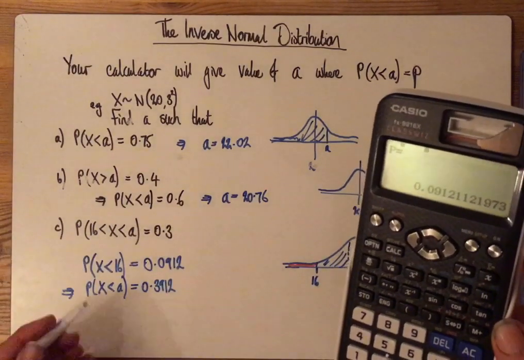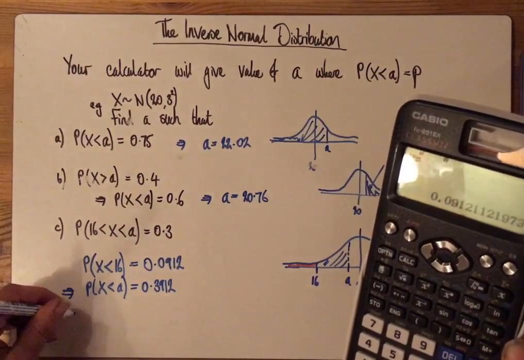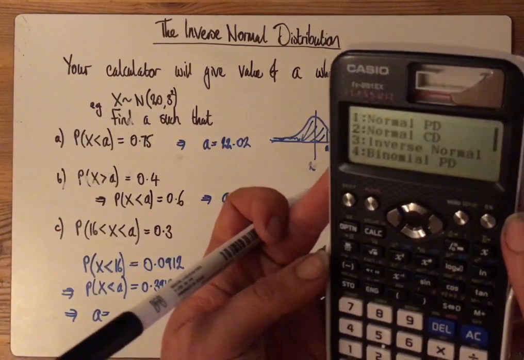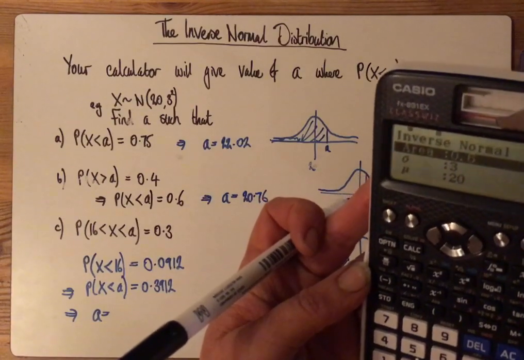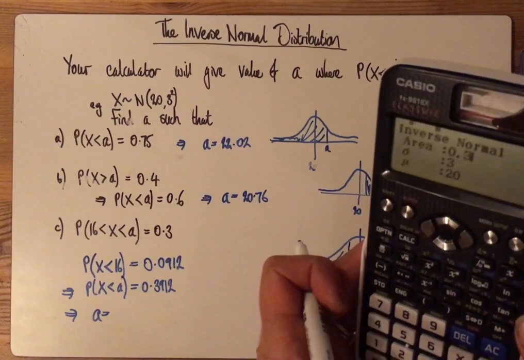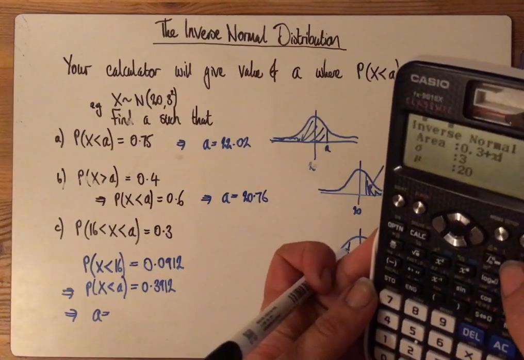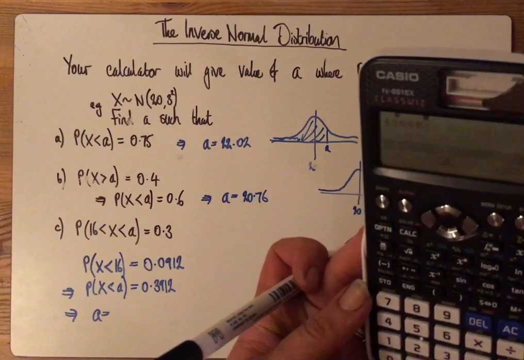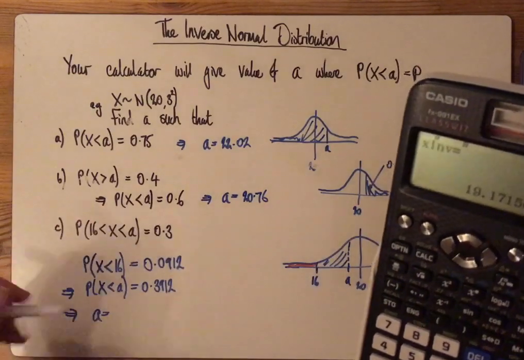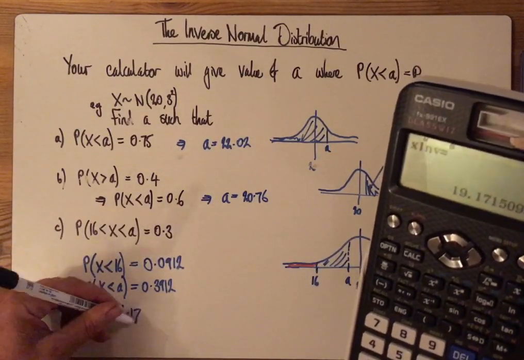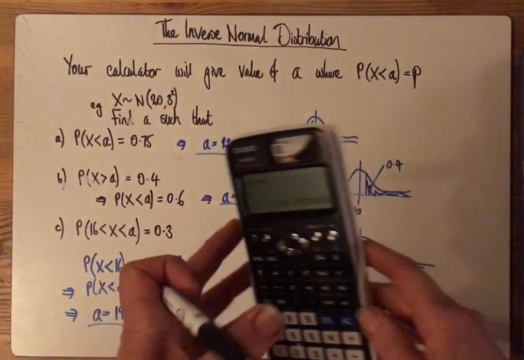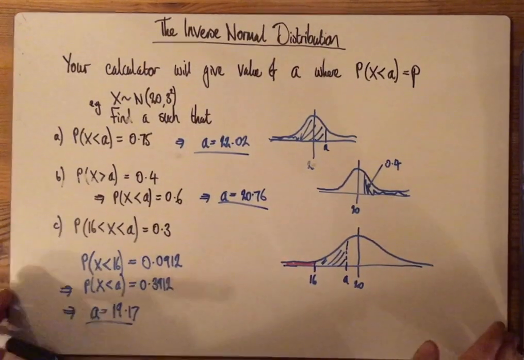and then I can go into my inverse normal to find A. So menu 7, inverse normal, and then the area is 0.3 plus x. And when you press equals, you can see that's 0.3912, just in case you were worried. And then that gives me A as being 19.17. So it's very much a calculator exercise, but make sure you're okay with these because it will serve you well later on. I'm going to try and squeeze another one into this video and not regret it.